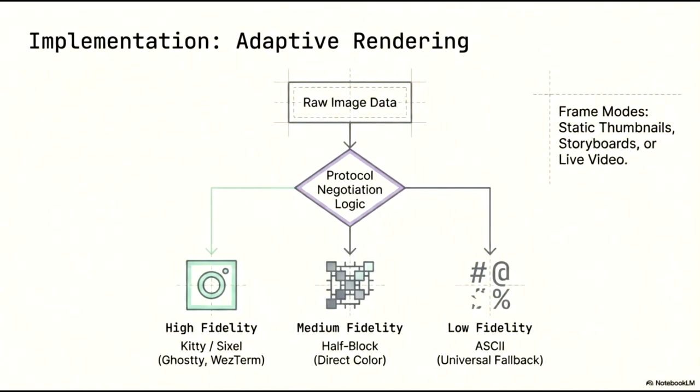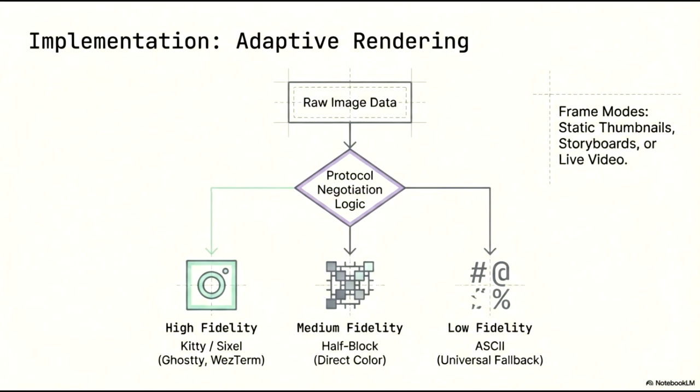To implement adaptive rendering, we utilize a protocol negotiation logic that evaluates the specific capabilities of the terminal environment. Starting with the raw image data, which can encompass various frame modes such as static thumbnails, storyboards, or live video, the system dynamically determines the optimal rendering path.